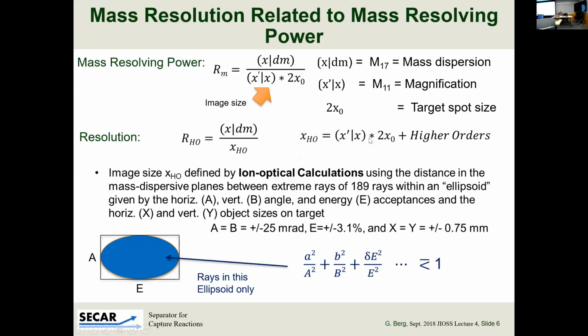Now, the size of the image has higher orders, unavoidably. You correct them as well as you can, but there's a limit, and we calculate that and specify that. So the X higher order for the resolution that you want to calculate, and what ultimately you should be getting with a real instrument, is magnification times the full target size plus the higher orders.